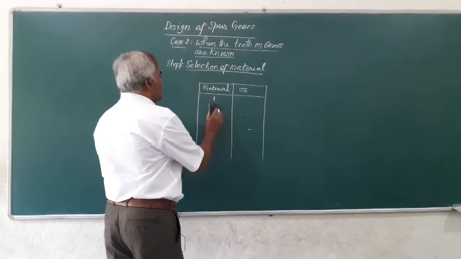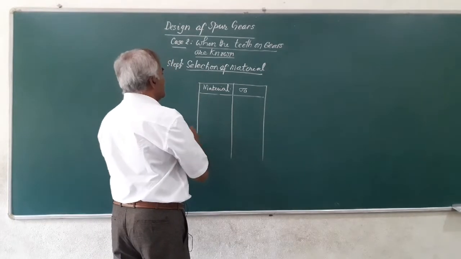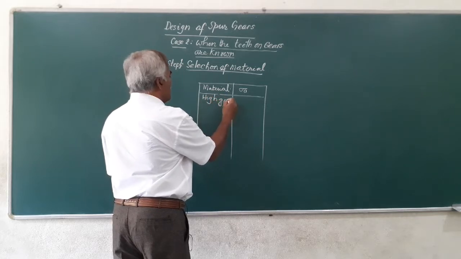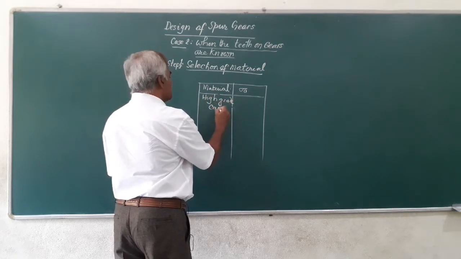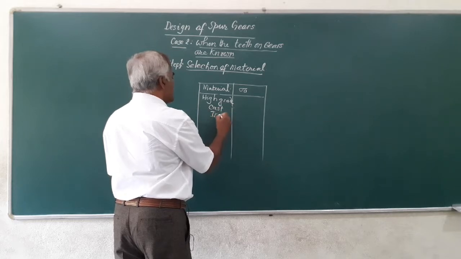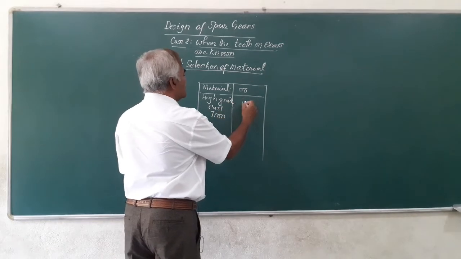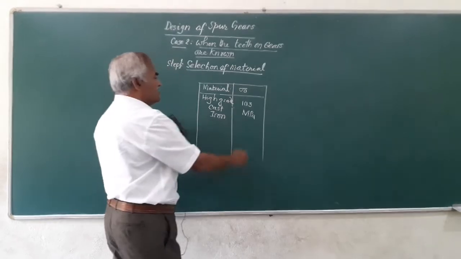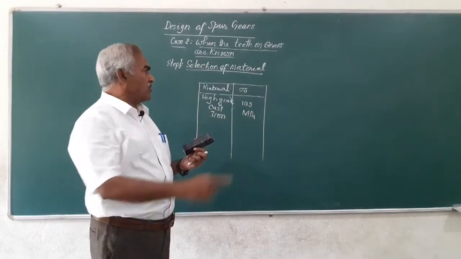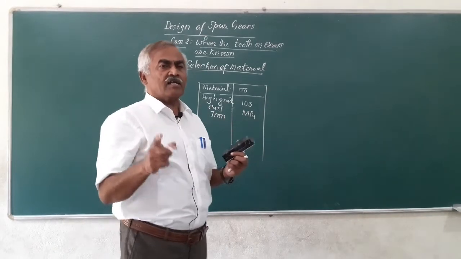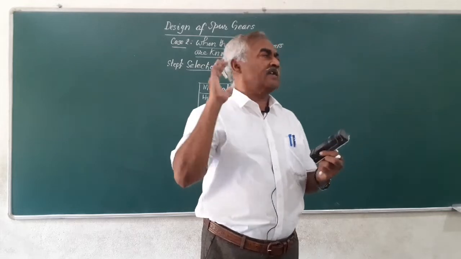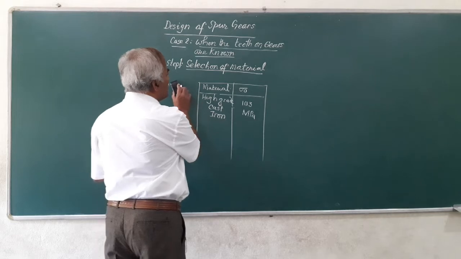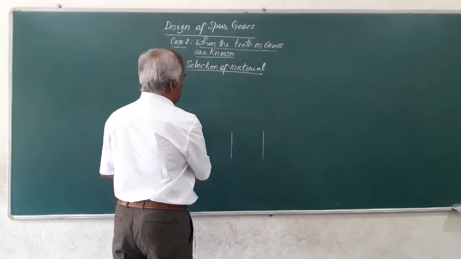Say here for an example, I am going to take a material as high grade cast iron as the material for both gear and pinion, for which the sigma naught will be 103 MPa. All these values are given in MPa. So, when I have selected this is the material I am going to use for both gear and pinion, which will have an allowable static stress of 103 MPa.